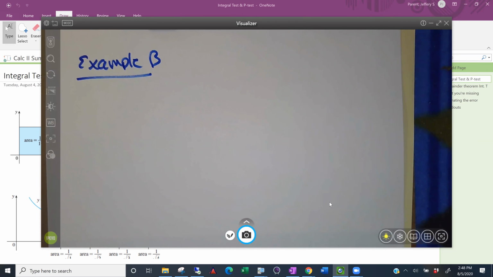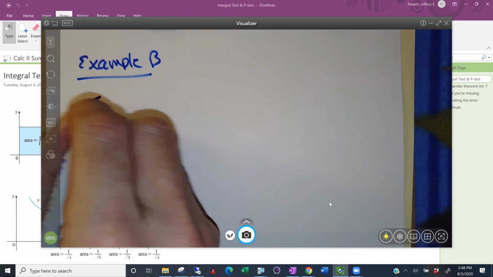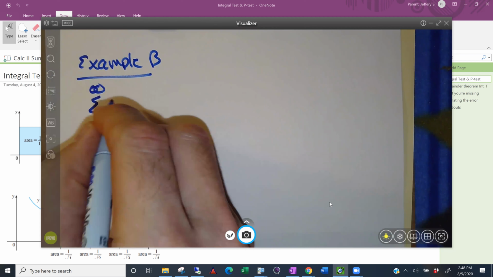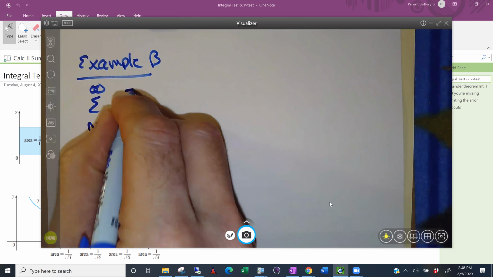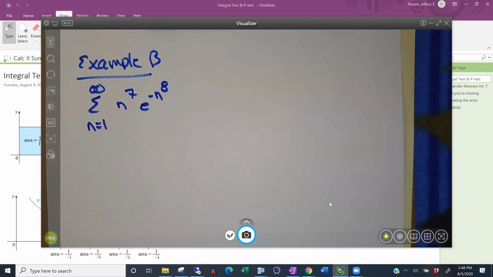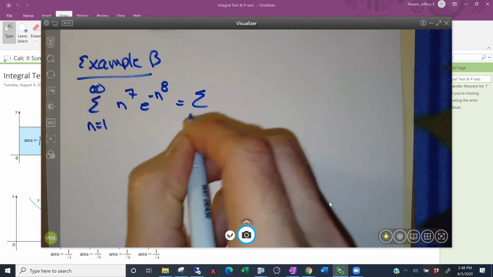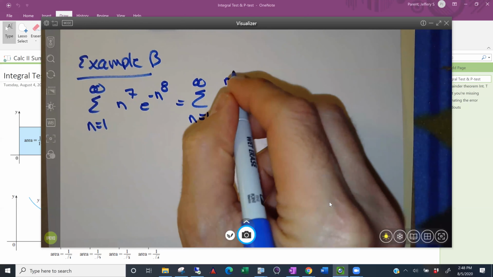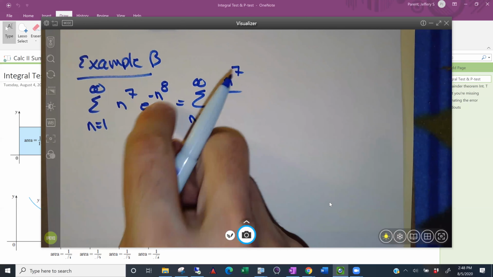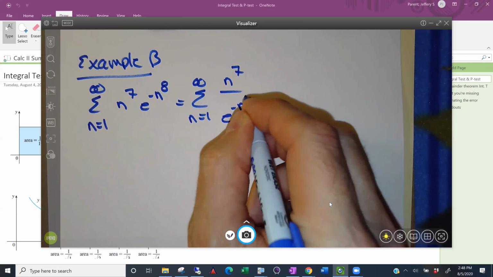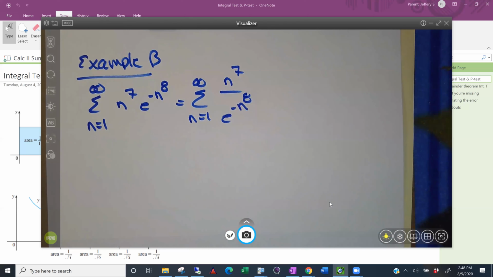All right, so example B, summation from n equals 1 to infinity of n to the 7th e to the negative n to the 8th power. Kind of a bizarre looking one. You could rewrite this by getting rid of the negative exponent.